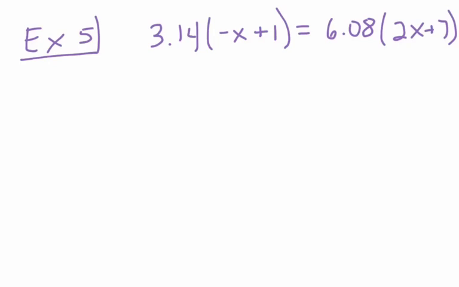Final example, we have 3.14 times the quantity negative x plus 1, and that's equal to 6.08 times the quantity 2x plus 7. We know that this is an approximation of pi, and we know that pi is an irrational number that goes on forever. This, however, is not an irrational number. We have to think of it as just 3.14.